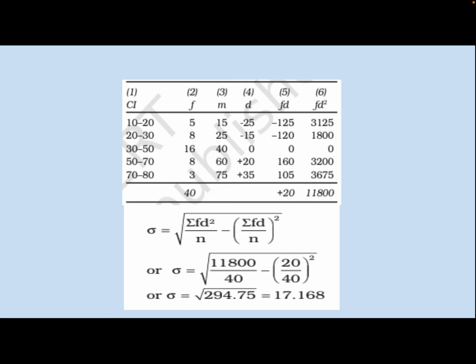An example is shown to you. The first 2 columns will be given to you in the question. You need to find out midpoints. From midpoints, you select a number as assumed mean, find out deviations, multiply F and D to get FD, and then finally multiply D and FD to get FD square. Substitute the values in the formula and get standard deviation.